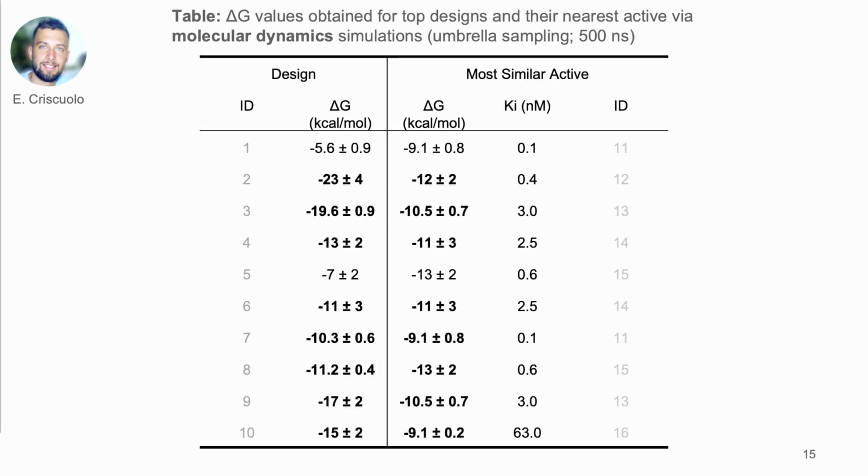We also measure the delta G of the known actives as like a sanity check just to see whether our MD simulations are running properly. And we see that, yes, they all get delta G values below -9, suggesting that what we are doing is indeed believable. We also report Ki values just to give you a reference of the strength of the binding.